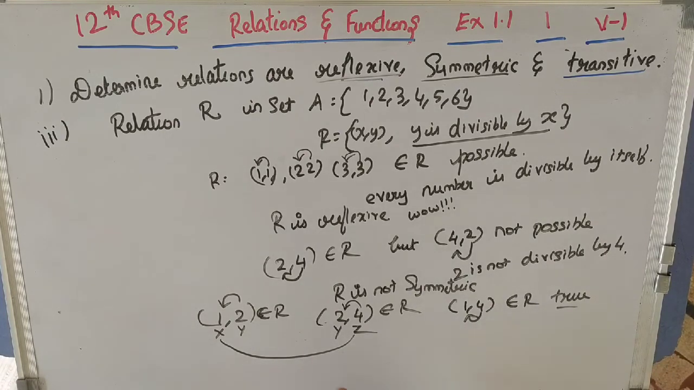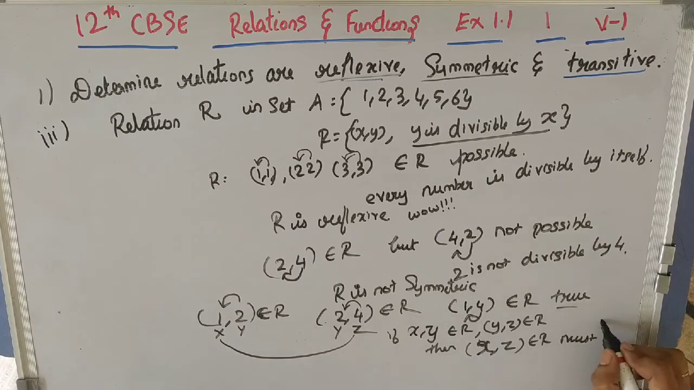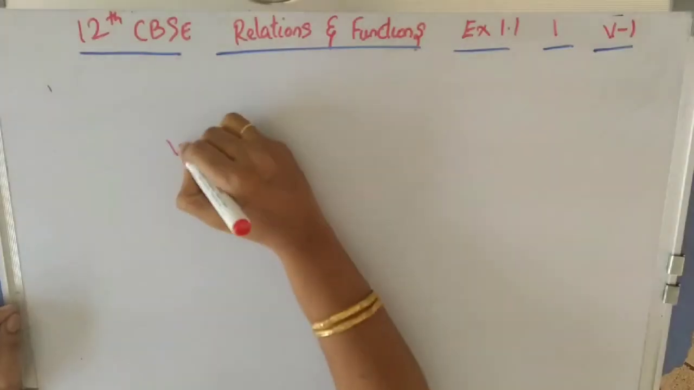So, here (1, 2) is an element of R, (2, 4) is an element of R, and (1, 4) is also an element of R. Therefore, here the relation R is transitive. Clear? The relation R is transitive. Can you understand? Here (x, y) and (y, z) are elements of R, so (x, z) is also an element of R. Therefore, it is transitive. Clear?